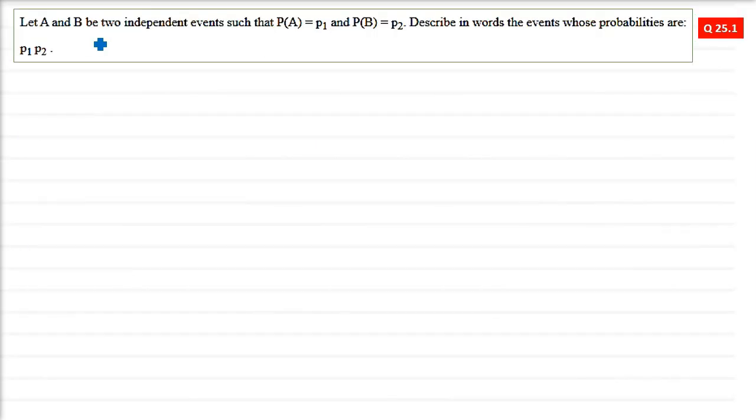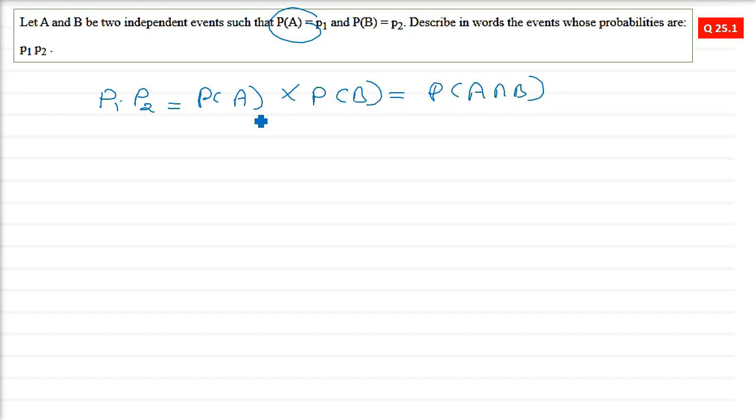Now there are 3-4 questions which want you to write things in words, or your observation in words. A and B are 2 independent events such that PA equals P1 and PB equals P2. Describe in words the event whose probability is P1 into P2. P1 into P2 means what? PA is given as P1 and P2 is PB. What is PA into PB? It's P of A intersection B. They are independent events, given in the question also. So P of A intersection B is P1 into P2.